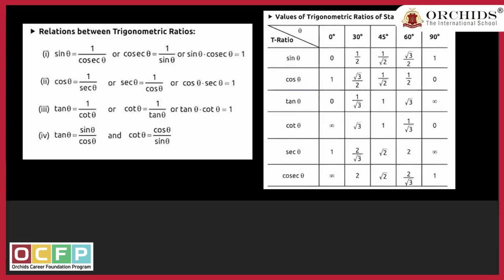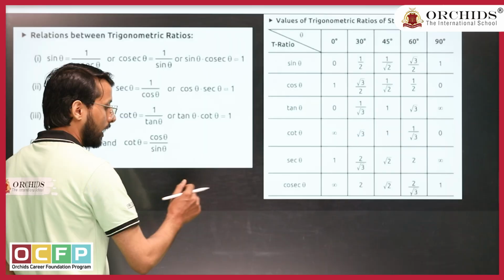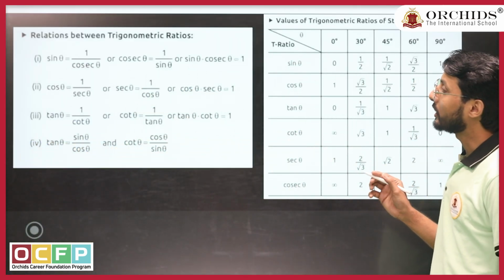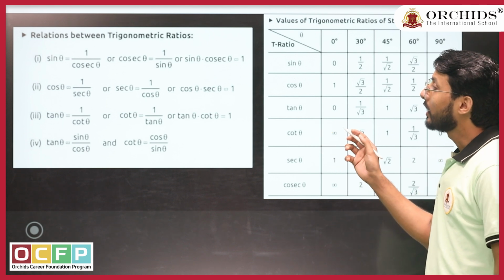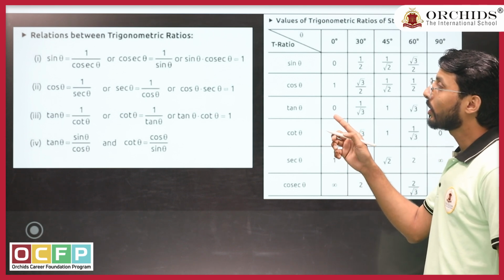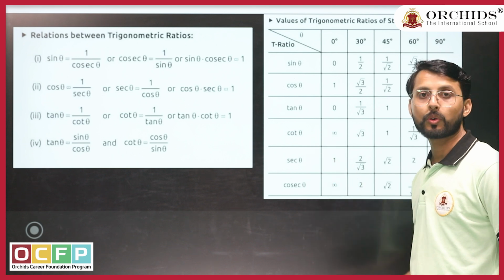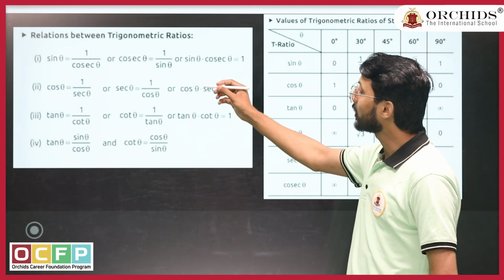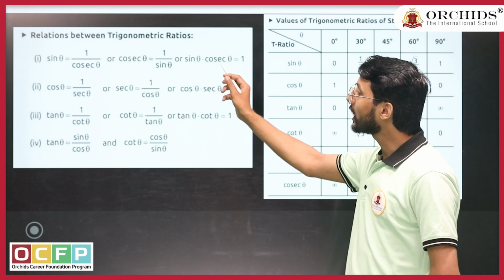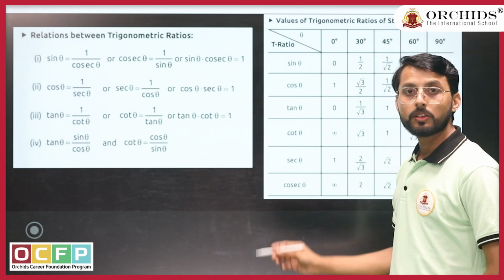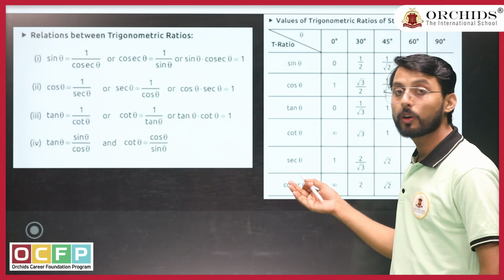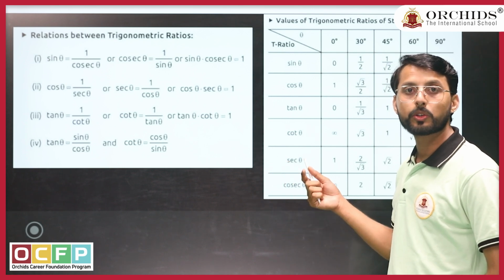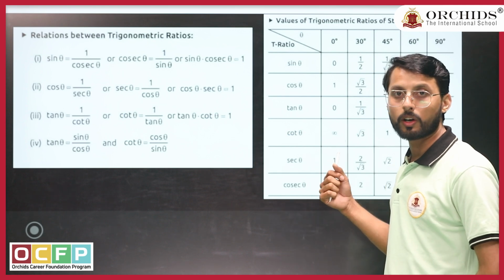Now let's go to the next page. In the next page, you can see the relation between the trigonometrical ratios. Sine and cosecant are related in a reciprocal nature. Sine equals 1 by cosec, cosec equals 1 by sine, and the product of sine and cosec results in 1. I am showing you this because in the coming questions this is a very important part. We are going to utilize these properties to solve our questions.